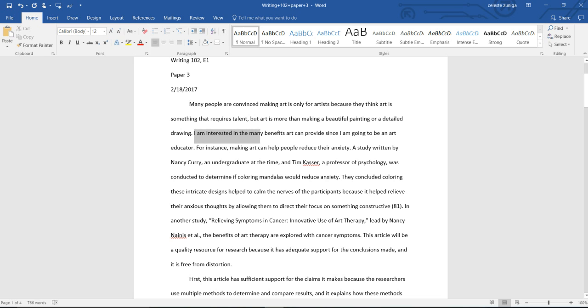Then we move on to "I'm interested in the many benefits art can provide since I'm going to be an art educator." Great. That gives us a sense of her personal investment in the topic. I really like that. "For instance, making art can help people reduce anxiety." That's a great lead in to a study that she's going over that talks about anxiety.